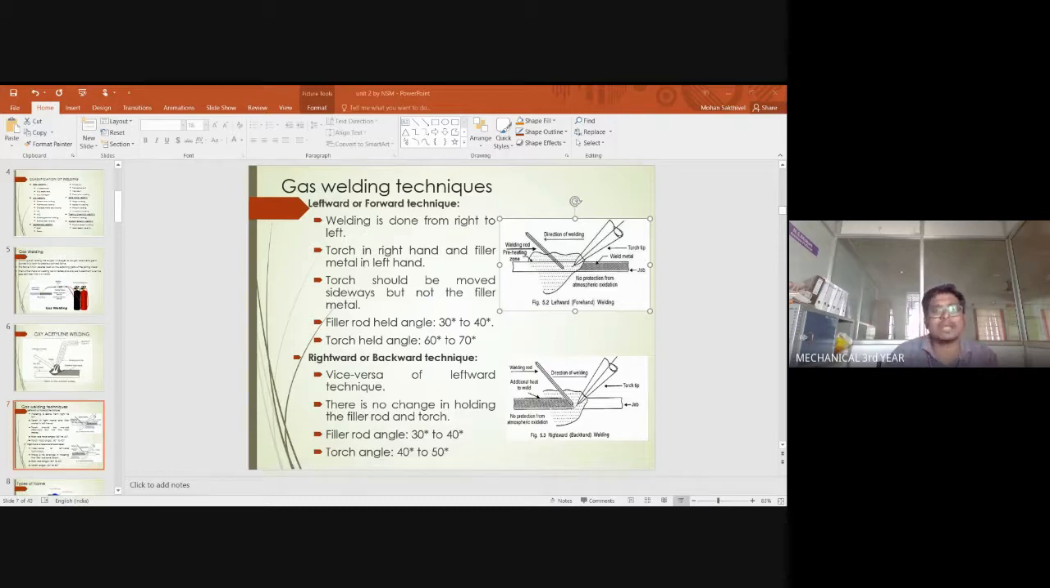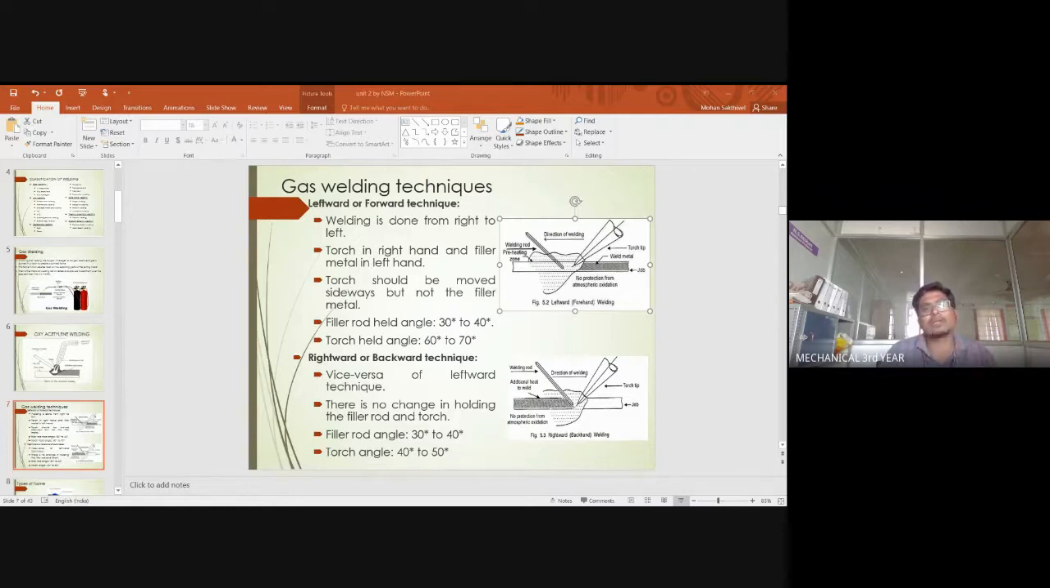So, as the name indicates, here we are going to use a non-consumable electrode which is made of the tungsten element. Tungsten withstands a higher amount of temperature. This process can also be called gas tungsten arc welding. Okay, this is also called gas tungsten arc welding.